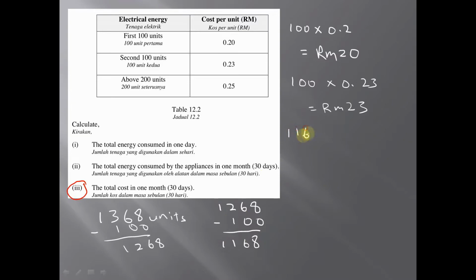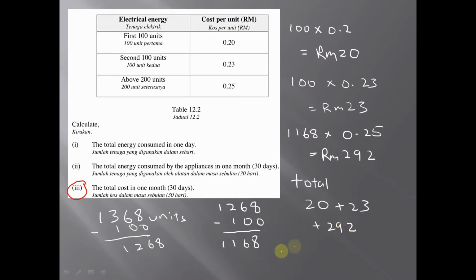So it's 1,168 multiplied by 25 cent. In this case, how much do you have to pay here? It's RM 292. So what is the total payment that you need to pay per month? The total is 20 ringgit plus 23 ringgit plus 292 ringgit. So it is kind of expensive, as you can see, for just 3 appliances only. Jumlah bayaran adalah 335 ringgit.